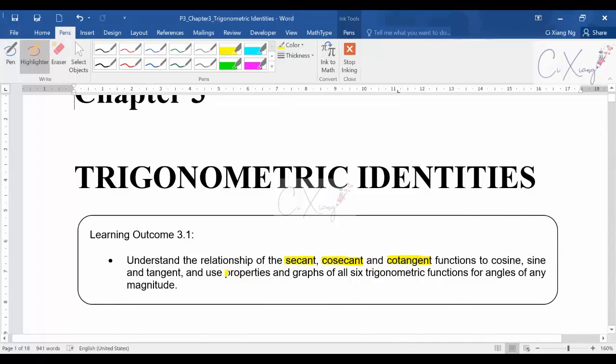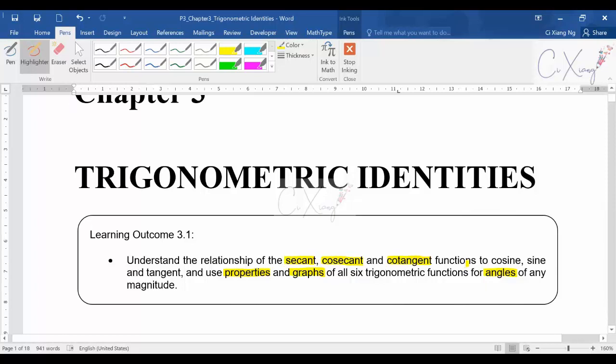They also want you to use the properties and also the graph to find the value for angles of any magnitude. Again, you need to apply the concept that you learned in AS level before, so that you can use it to find the value of certain trigo functions. We'll discuss this later.